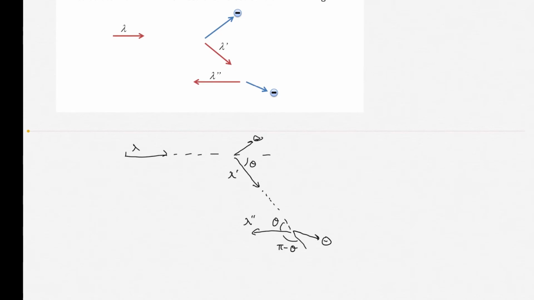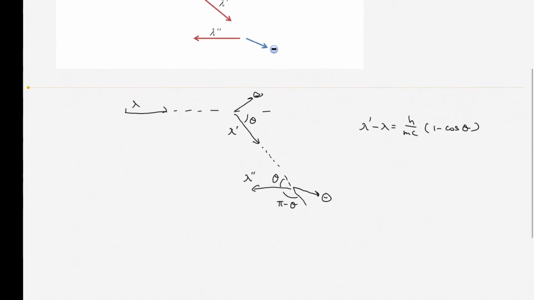So we could use what we derived: lambda prime minus lambda equals h over mc times 1 minus cosine theta. So in the first collision, lambda prime minus lambda is going to be h over mc times 1 minus cosine theta, because the scattering angle in this case is theta. You can just substitute theta.